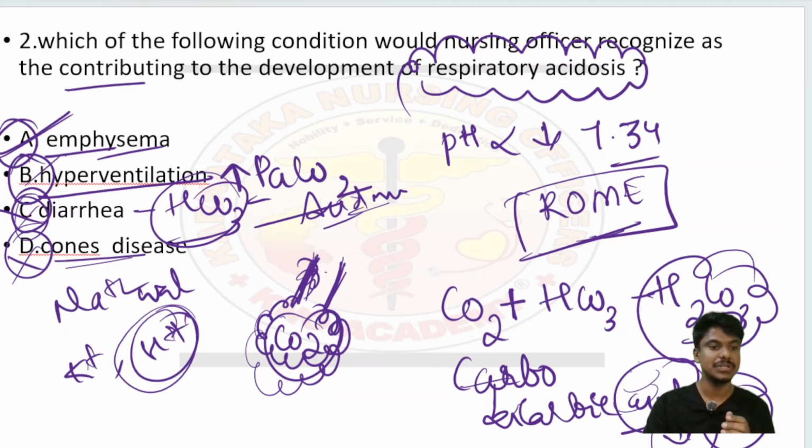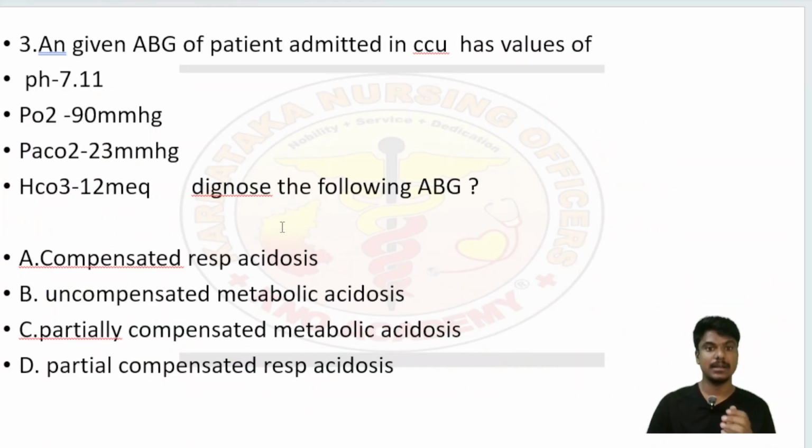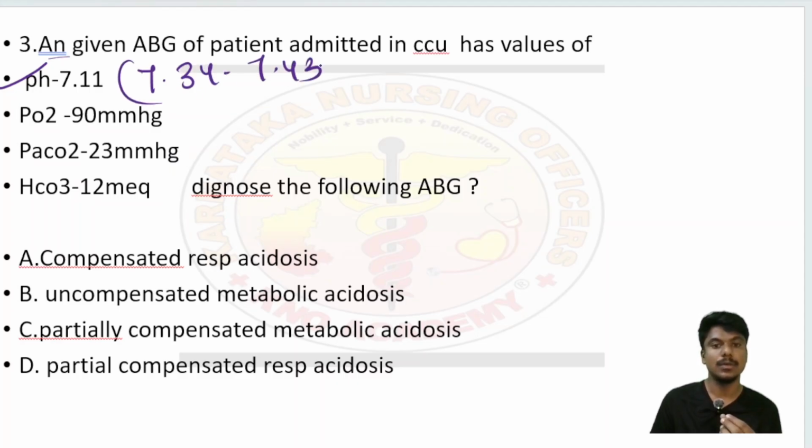Now we'll move to the third question. They have given an ABG parameter, and we have to diagnose the following ABG of a patient admitted in the ICU. The values are as follows. pH is 7.11. The normal pH is 7.34 to 7.43. So tell me, is this pH normal? 7.1 is normal? No, it is not normal.